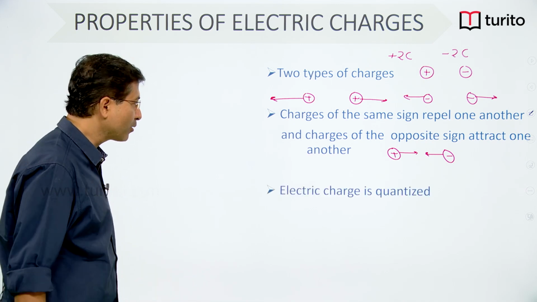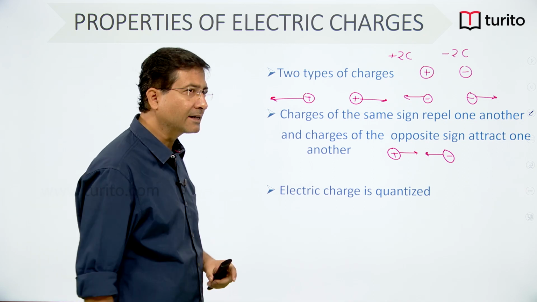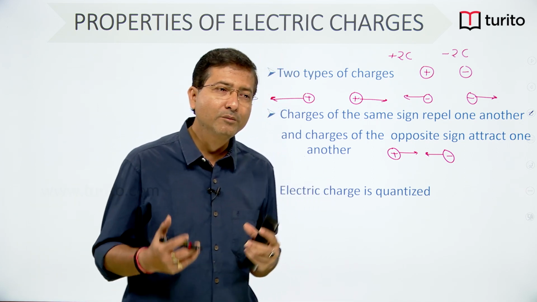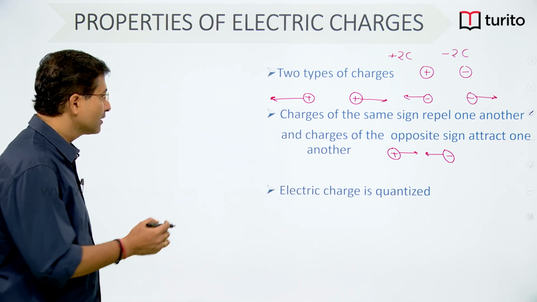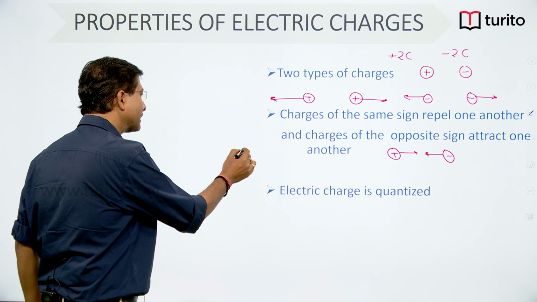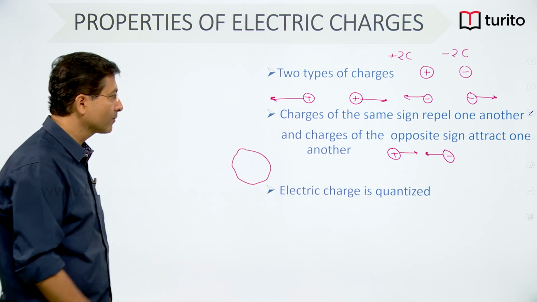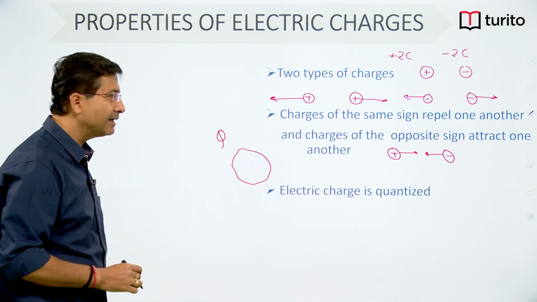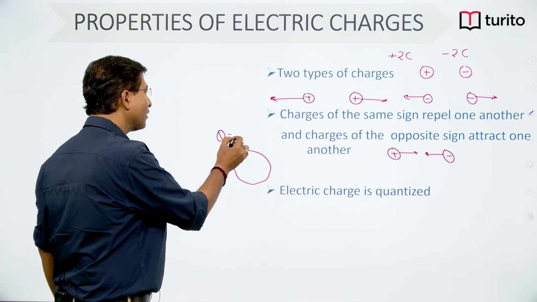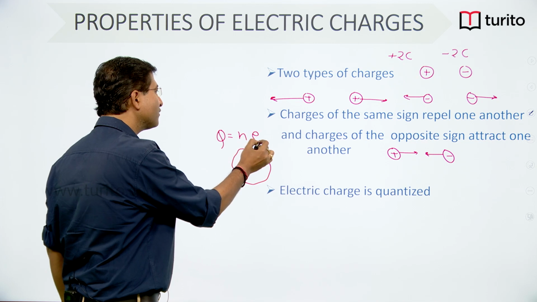Now let us see the next property. Electric charge is quantized. What do we mean when we use the word quantization? That means the charge on any object, if I take any object and say the charge on the object is Q, we say it is an integral multiple of the charge on an electron.